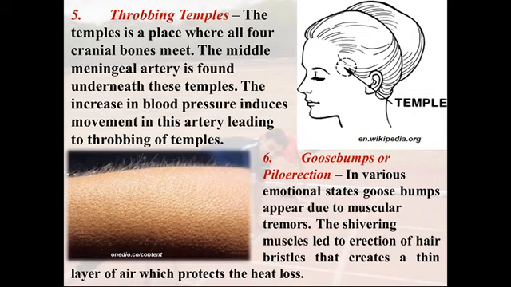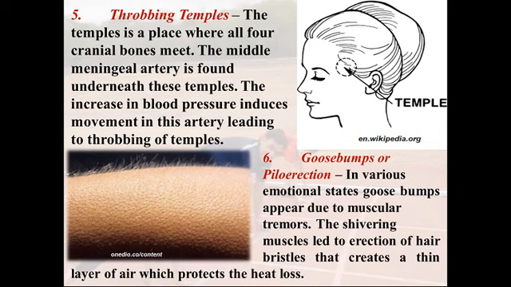So goosebumps appear all over the body. The shivering muscles lead to erection of hair bristles that creates a thin layer of air which protects against heat loss. There is a natural mechanism. Nature has given us a very important and very good mechanism to keep our body temperature at an optimal level. So I need to explain this function a little bit here.